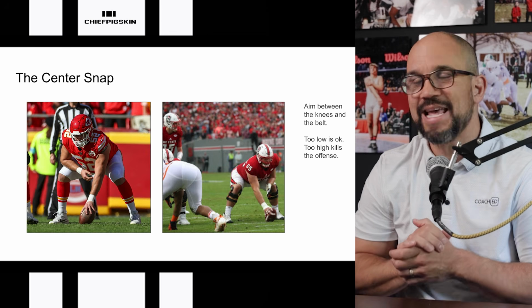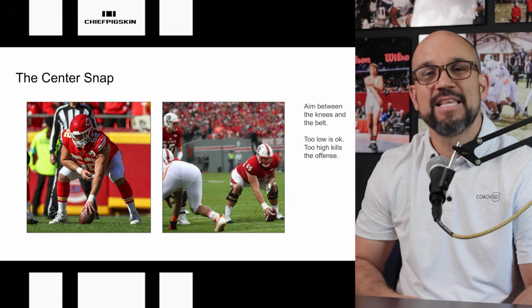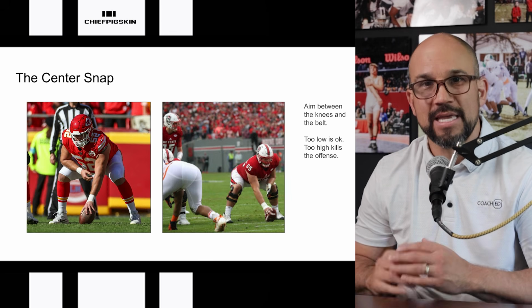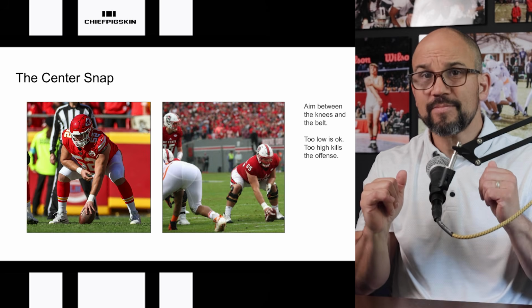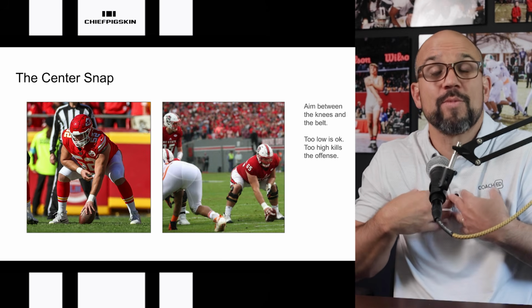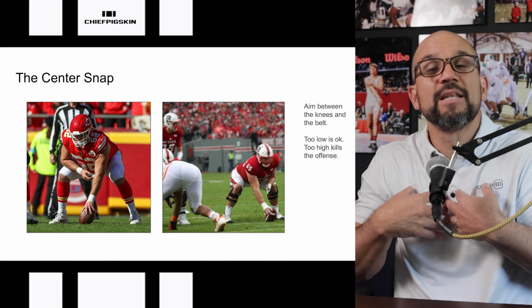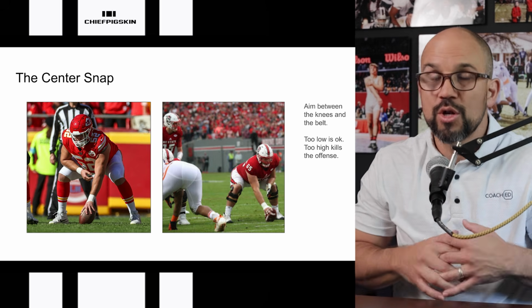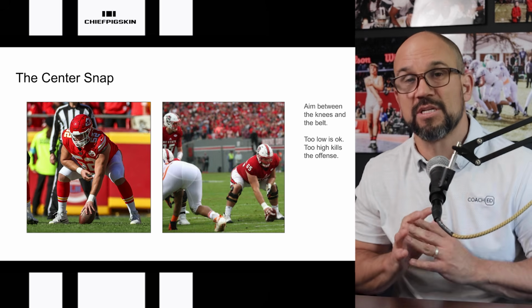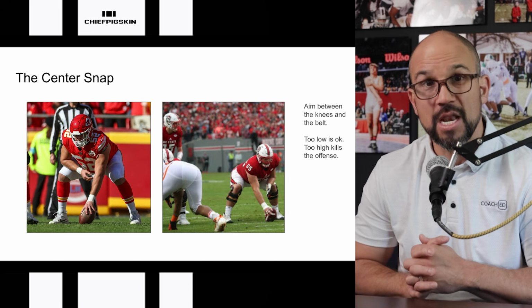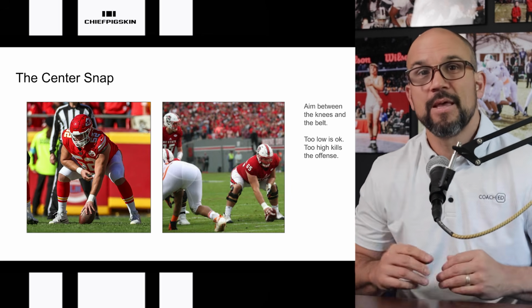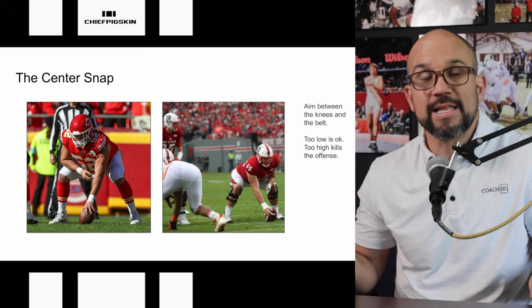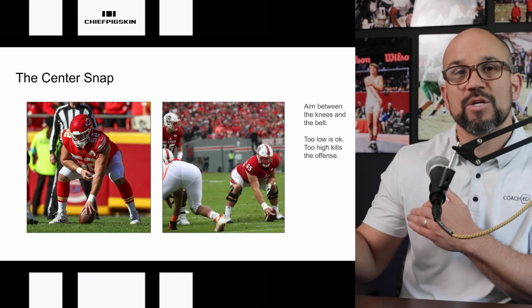And you need him to aim between the knees and the belt. He can't be thinking about trying to hit that quarterback's hands. I would prefer him hit my quarterback's knees, because we can live with too low. Too high really hurts us badly. It'll kill your drive. And if you get 2 bad snaps over the quarterback's head a game, it's hard to even win like that. So you've got to work like crazy.